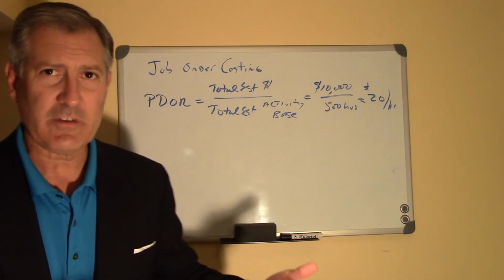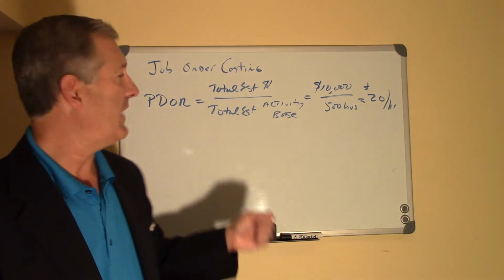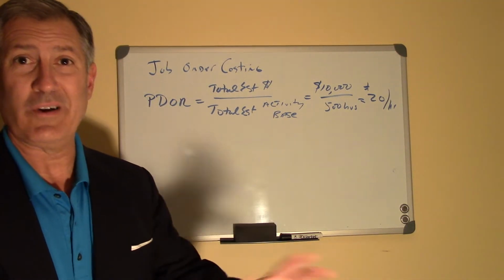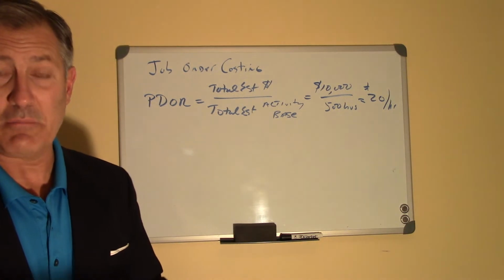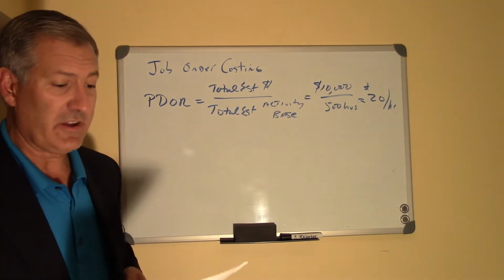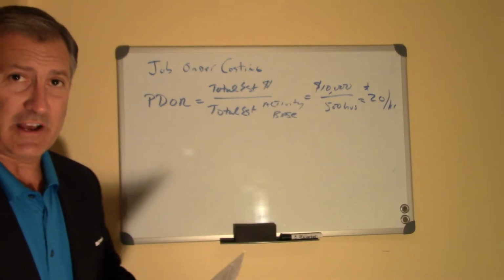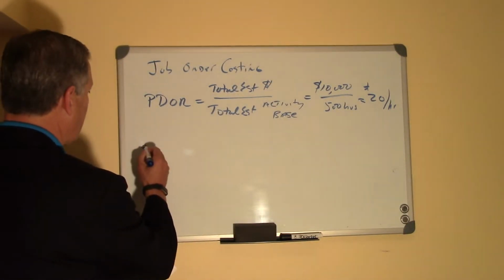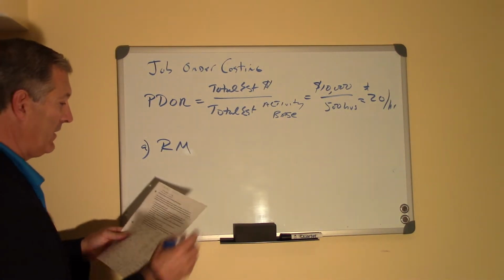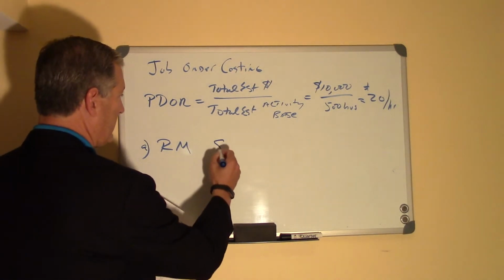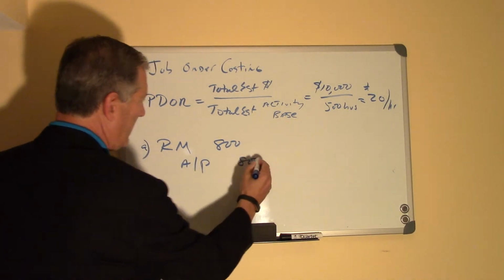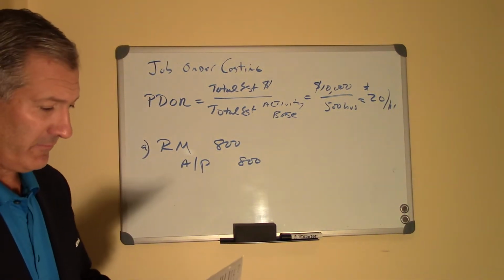Let's start looking at some of the journal entries. I obviously don't have enough room on this board to put all of the journal entries at one time. We're going to erase and we'll come back, but you can follow along. Transaction A, raw materials were purchased for $800. So journal entry A, we're going to have a debit to raw materials, RM, for $800. And I'm going to have a credit to accounts payable for $800.